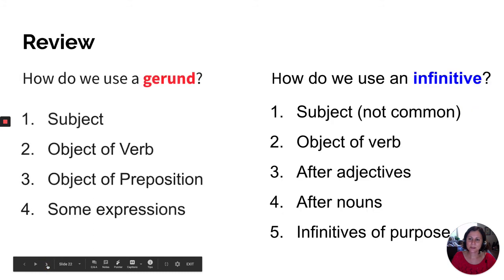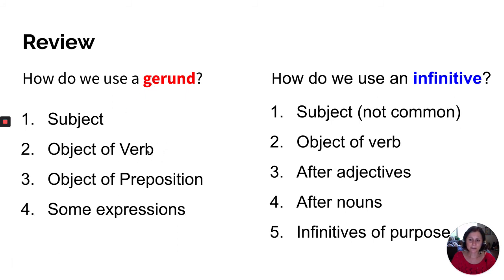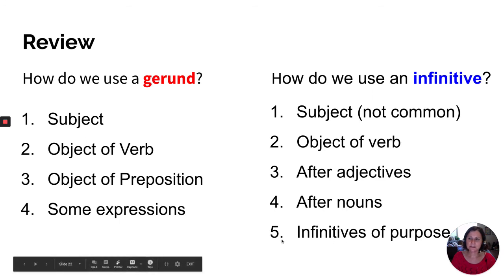Okay, so let's do a quick review. So we use a gerund as a subject, object of the verb, some verbs, okay? Object of a preposition like in or of, and then after some expressions like I have no problem doing this. And for infinitives, there is the subject, but it's not commonly used. We have the object of the verb, like I want to learn more grammar. After adjectives, after nouns, and then infinitives of purpose.